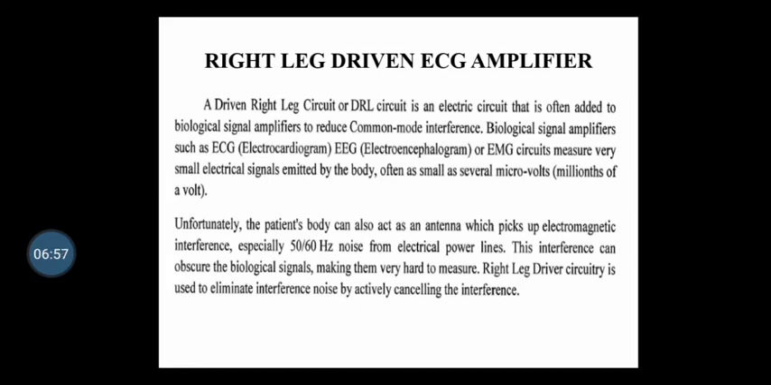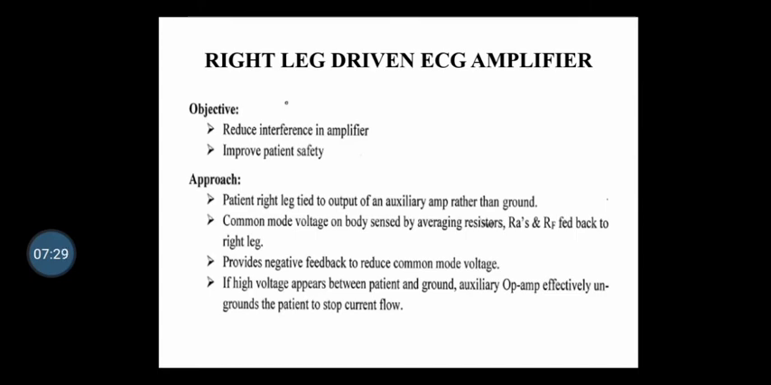Unfortunately, the patient's body can also act as an antenna which picks up electromagnetic interference, especially 50 to 60 Hz noise from electrical power lines. This interference can obscure the biological signals, making them very hard to measure. The right leg driver circuit is used to eliminate interference noise by actively cancelling the interference. So using a right leg driven ECG amplifier we can eliminate the problems associated with interference. The main objective of this amplifier is to reduce the interference in the amplifier and improve patient safety.